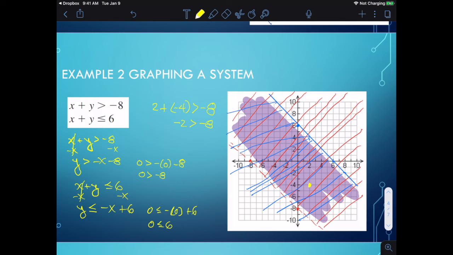Let's do the other one. 2 plus negative 4. Is that less than or equal to 6? So 2 plus negative 4 is negative 2. Is that less than or equal to 6? It's less than, so sure, that makes that a point.